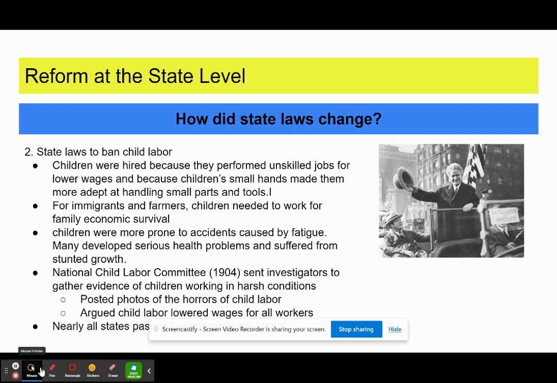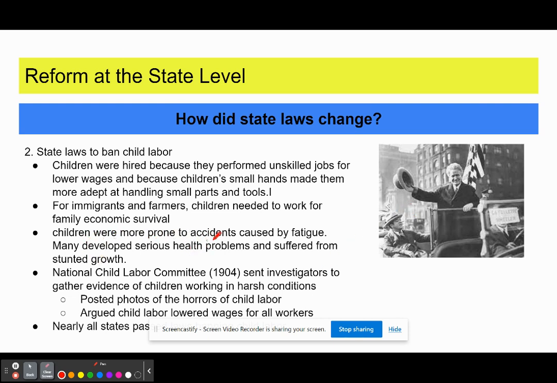State laws also helped to ban child labor. And again, I'll highlight what you need to write down. Children were hired because they performed unskilled jobs for a lower wage. And because children's hands were small, it made them more capable of handling small parts and tools or getting their little tiny hands and arms into tight machines so that they could fix something. For immigrants and farmers, their children needed to work for the family to survive. So, family economic survival. They couldn't afford for their kids not to work.